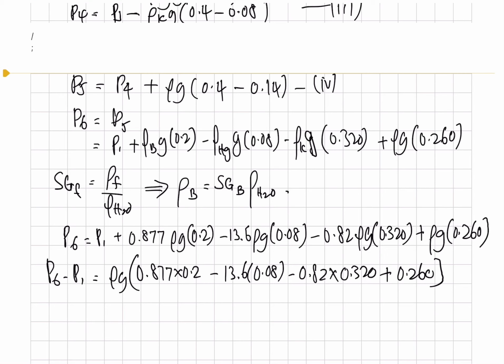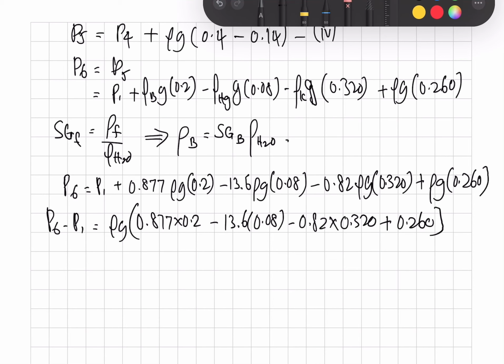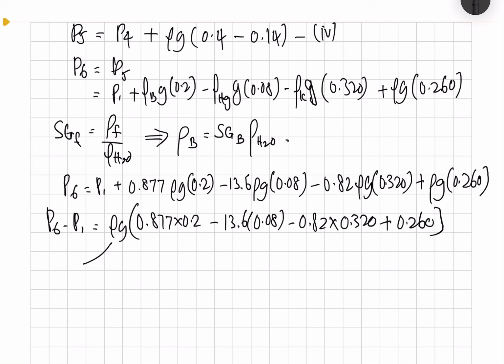Okay, and you know the value of this rho g is actually 9810. All right, so don't forget that. Okay, so this rho g in this case is 9810. All right, so having all the values there, finally you have your P6 minus P1. All right, P6 minus P1 is equal to minus 8.98 kilopascal, or we can say it's almost like minus 9 kilopascal.